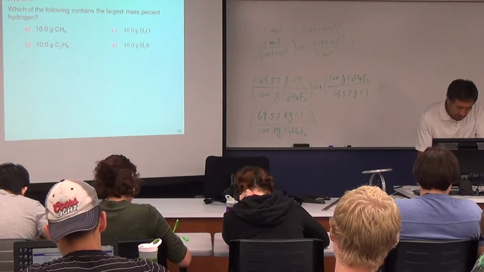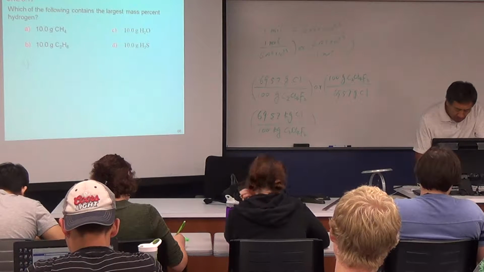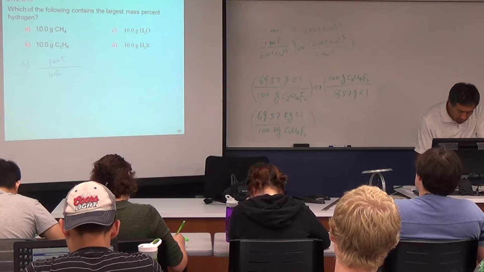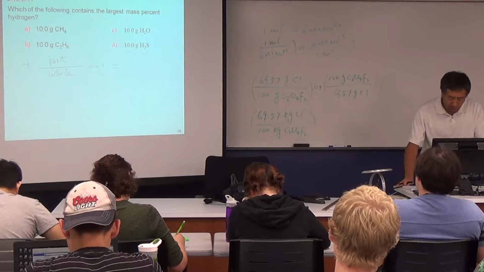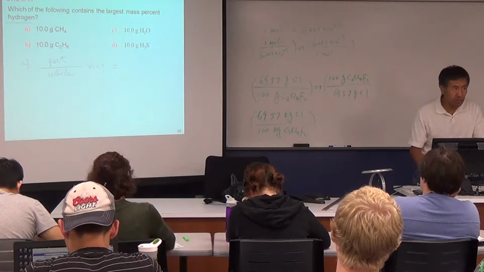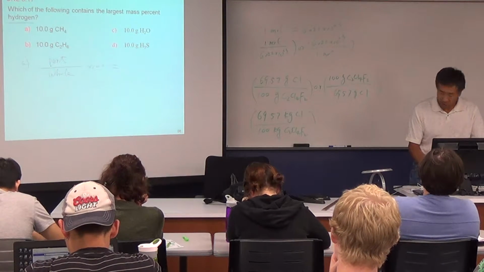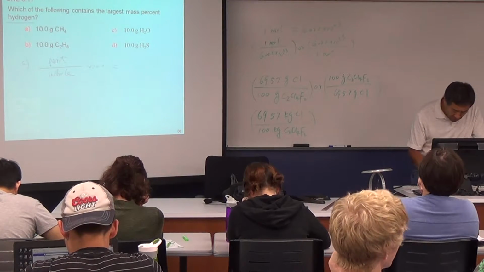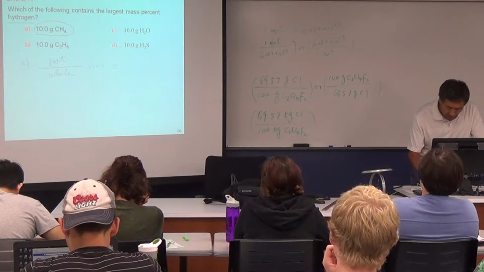For example, for A, what you want to calculate, just identify. Our formula is part over whole times 100. So what is our part? Our part is referring to the H. How many H do we have in A? 4. Yeah, so that will be our part.